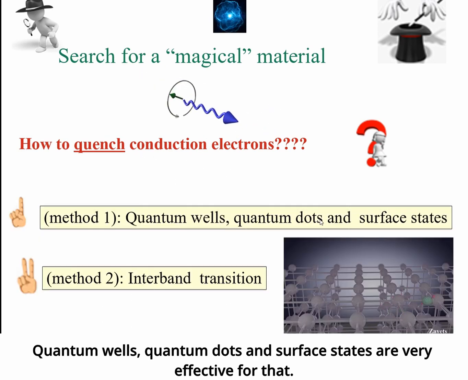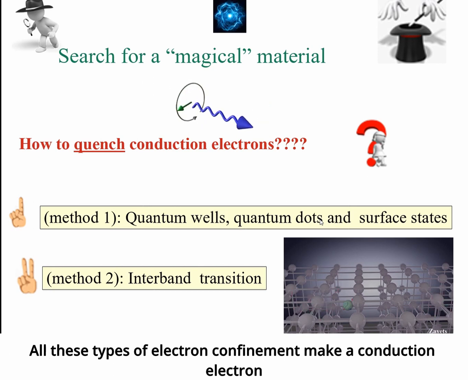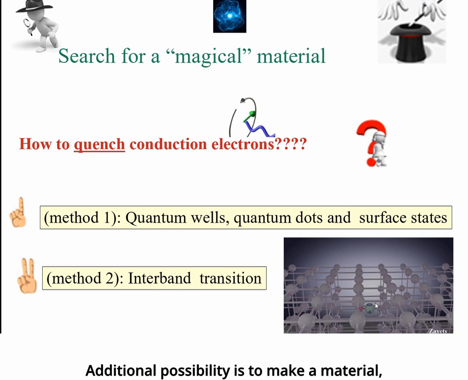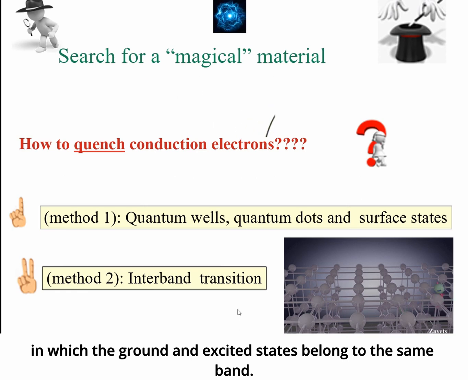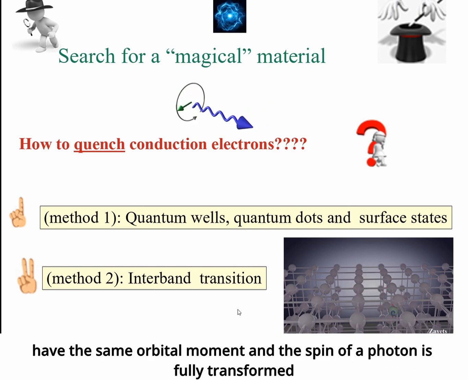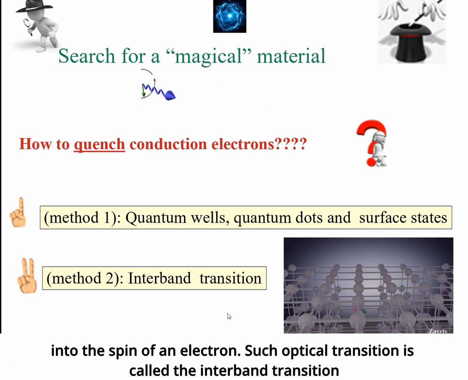Quantum wells, quantum dots, and surface states are very effective for that. All these types of electron confinement make a conduction electron similar to a localized electron, and as a result, quench its orbital moment. An additional possibility is to make a material in which the ground and excited states belong to the same band. That means the ground and excited states for an optical transition have the same orbital moment, and the spin of the photon is fully transformed into the spin of an electron.